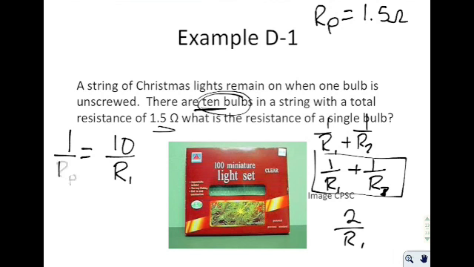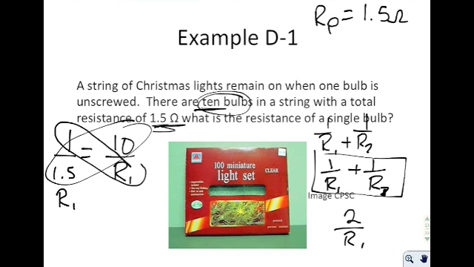Now we can replace our resistance in parallel value with the value they actually gave us, which was 1.5. At this point, you could cross multiply, you could flip it, you could do whatever is necessary for you to solve this. The easiest thing in this particular case would be to cross multiply. When you cross multiply, you get R1 times 1, which is just R1, is equal to 1.5 times 10, which is 15 ohms.